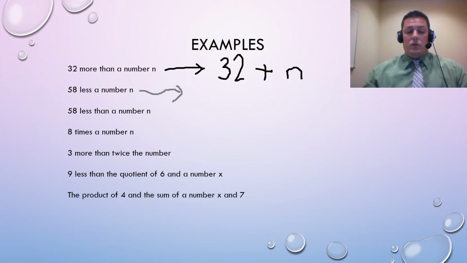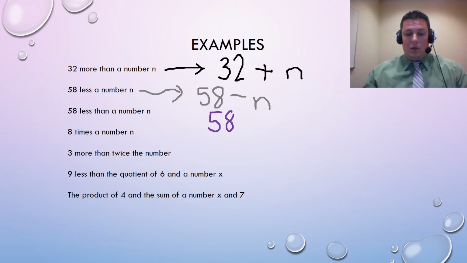The next one, now this is tricky. Notice the next two are very similar. One says less a number and one says less than a number. So for this one, if you have 58 less a number, it means that the number is less than 58. So we're going to do 58 minus n. However, the next one, it's telling us 58 is less than that number. So 58 must go behind the minus sign because it's less than the number n. All right, that's going to take lots of practice to remember, but we will get to that.